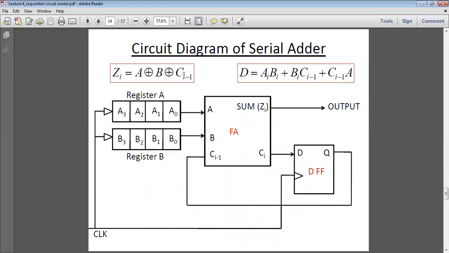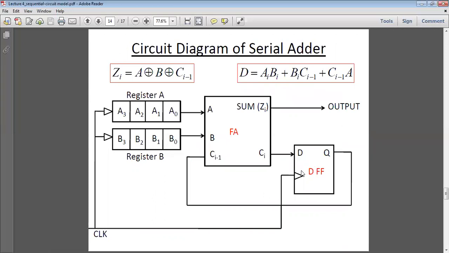So this is nothing but a full adder. We can denote it like this, a full adder. What are the three inputs? A, B, Ci minus 1. Outputs are sum and carry. So here, two registers are considered, one containing the 4 bits of A, another register for the 4 bits of B.